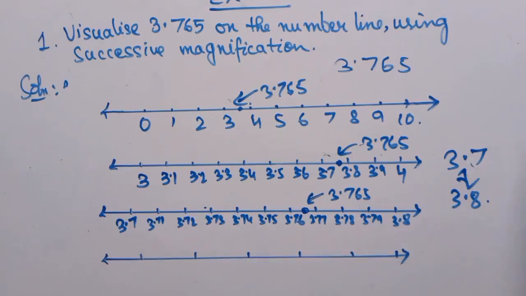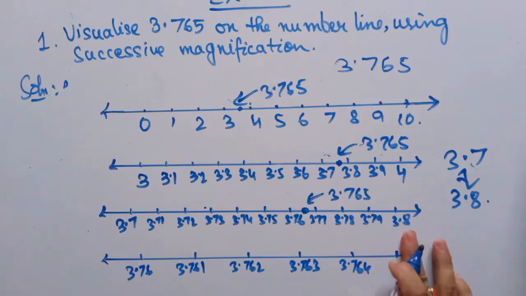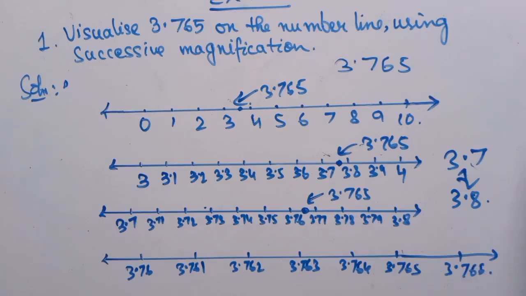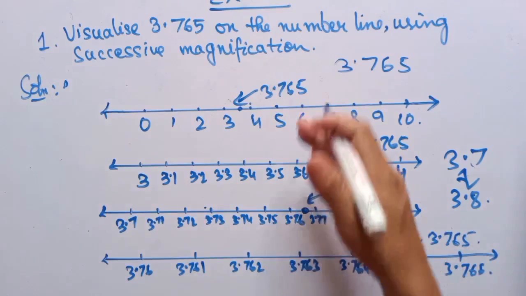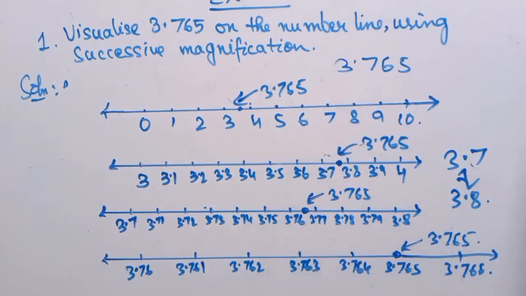1, 2, 3, 4, 5, and 6. So this will be our 3.76, 3.761, 3.762, 3.763, 3.764, 3.765, and 3.766. So the number 3.765 lies here. So this will represent the number 3.765. So this whole process of magnifying the number line and representing the number 3.765 is known as successive magnification.